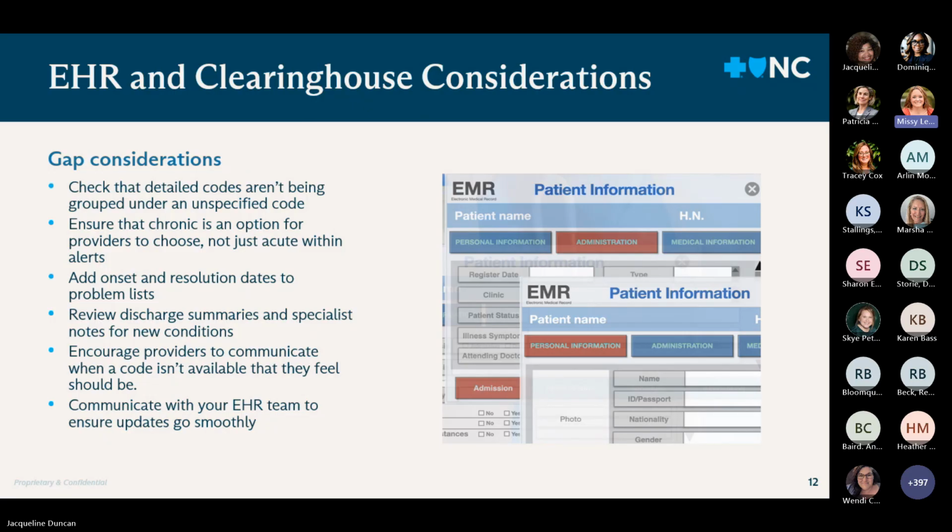Another best practice is to add onset and resolution dates to the problem list. This helps anyone reviewing the record understand whether a condition is active or historical. Also, review discharge summaries and specialist notes for new diagnoses to ensure that they are captured accurately. These steps not only improve coding precision, but also strengthen risk adjustment and the integrity of the patient's story.